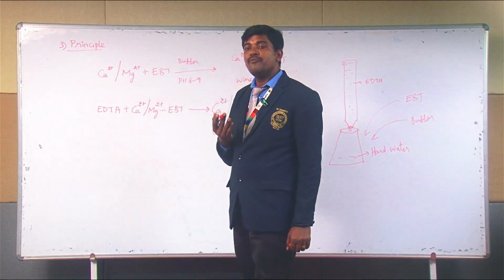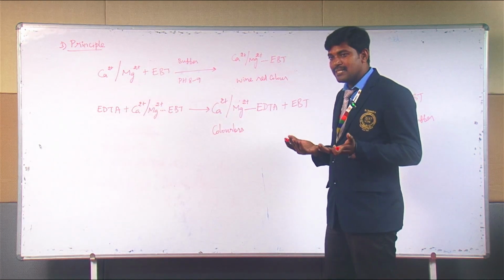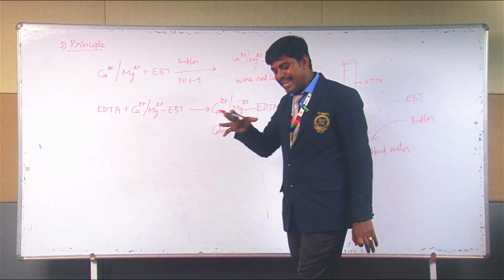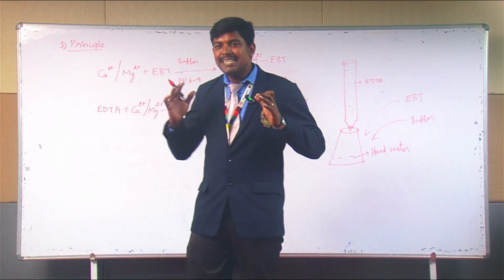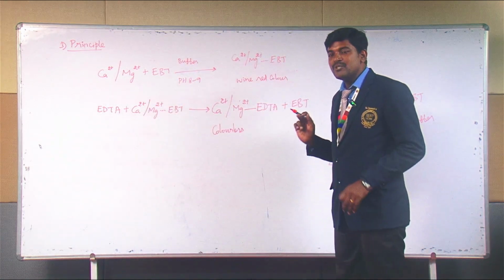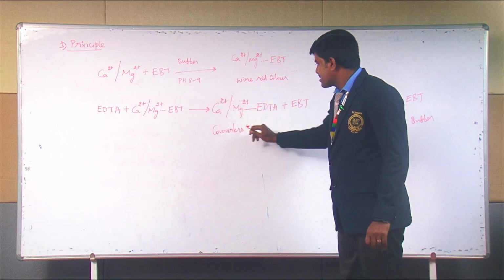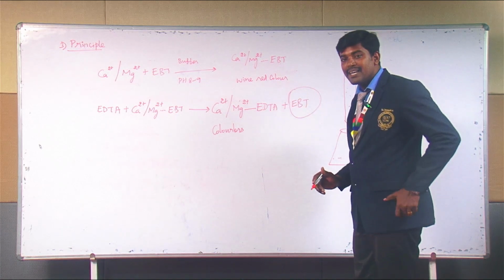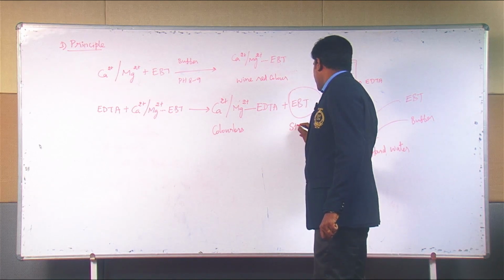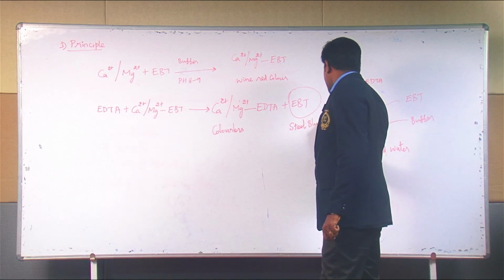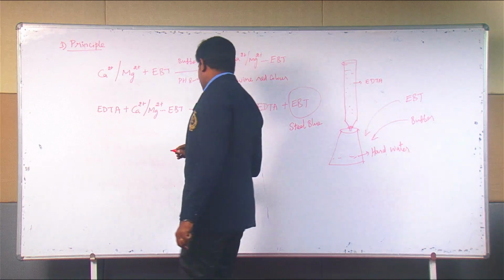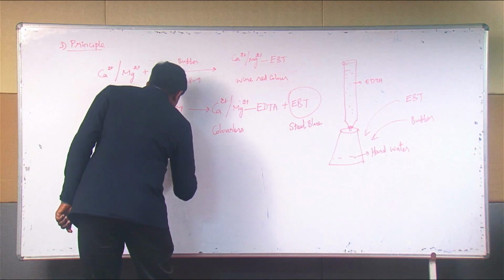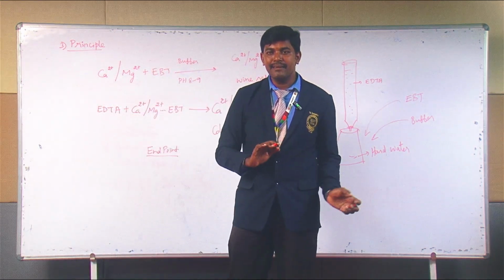So the steel blue color indicates that all the calcium and magnesium present in the conical flask has completely reacted with the EDTA. That is the reason for the colorless complex of calcium EDTA or magnesium EDTA, and the color of EBT is steel blue. Color of EBT is steel blue. That is why the endpoint of this complexometric titration is wine red to steel blue.